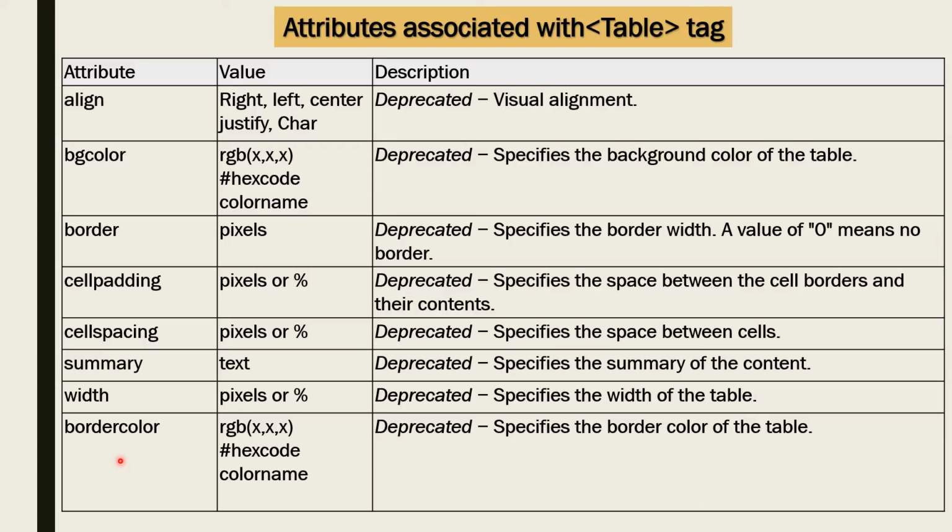Border color: obviously if you assign the border, then definitely you will also try to make it more attractive. Same here, you can give the color name, hexadecimal code or RGB number. It specifies the border color of the table. All these things we will use in our practical, in the practical session in the next slide.